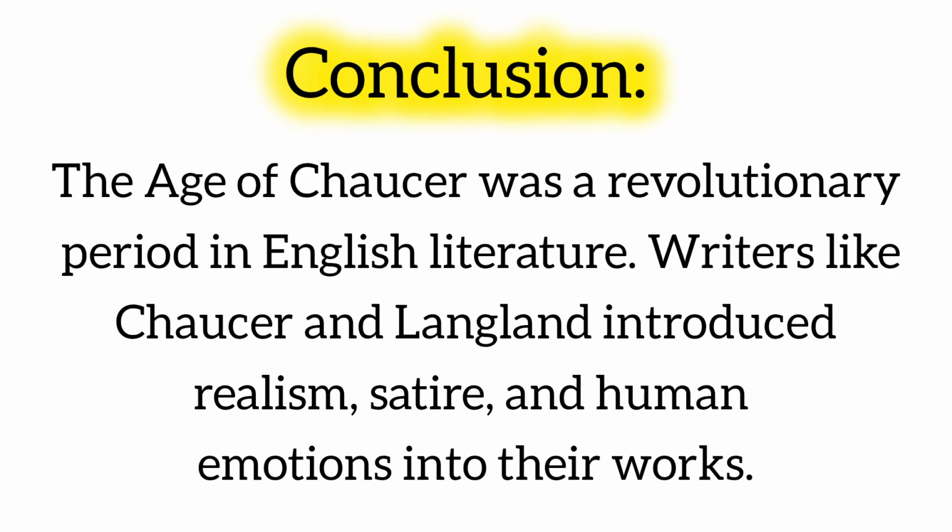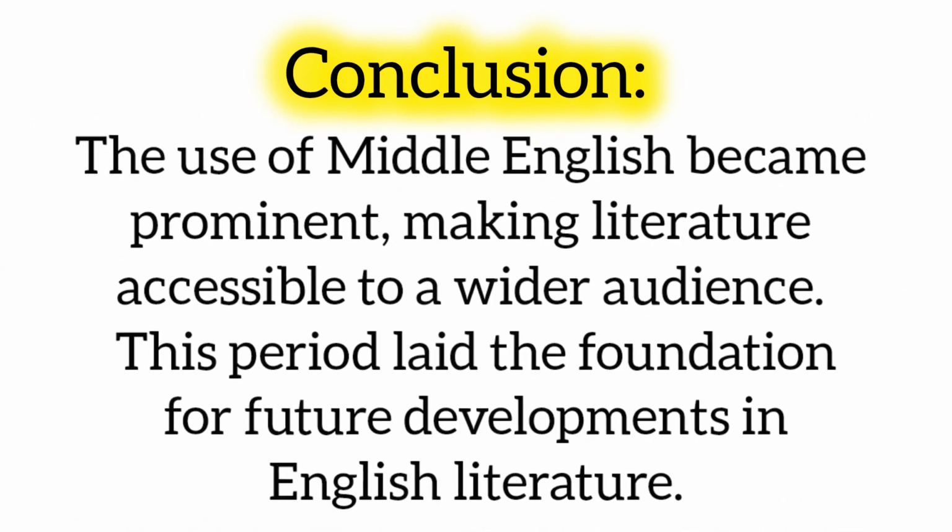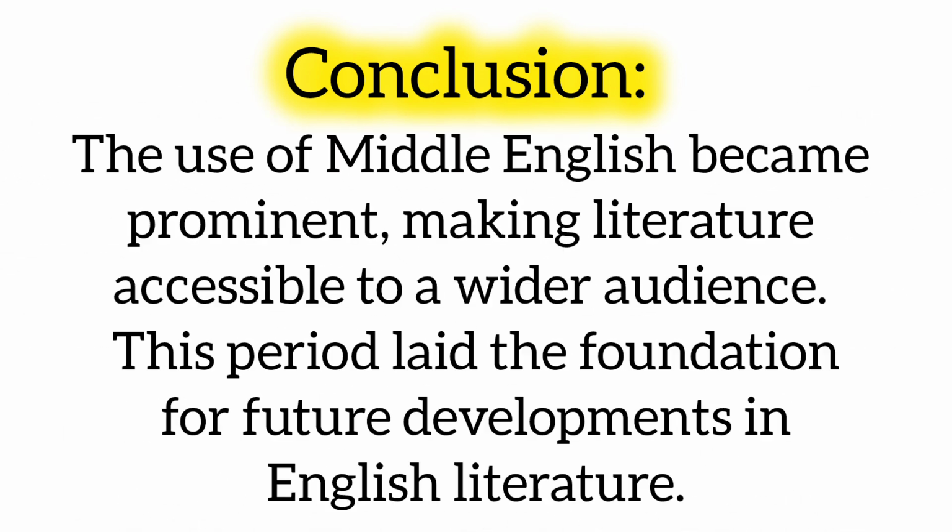So, to conclude, we can say that the Age of Chaucer was a revolutionary period in English literature. Writers like Chaucer and Langland introduced realism, satire, and human emotions into their works. The use of Middle English became prominent, making literature accessible to a wider audience. This period laid the foundation for future developments in English literature.